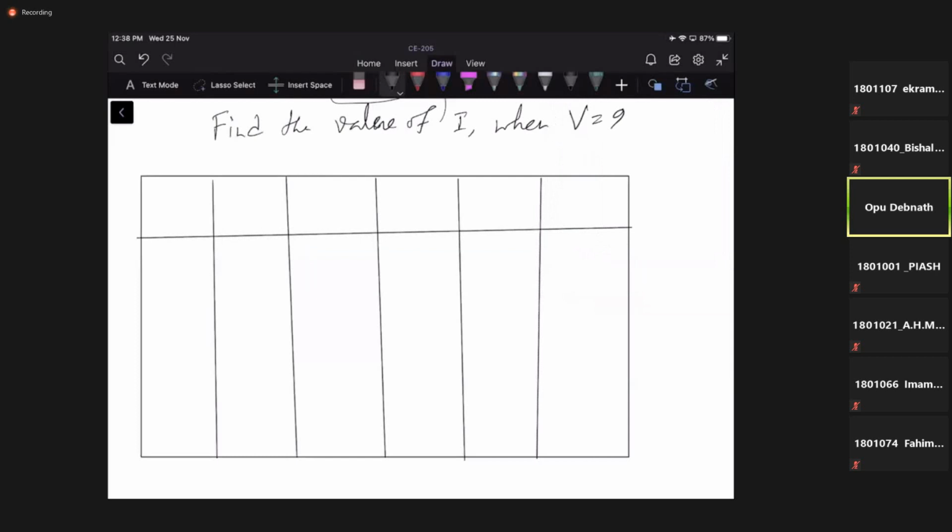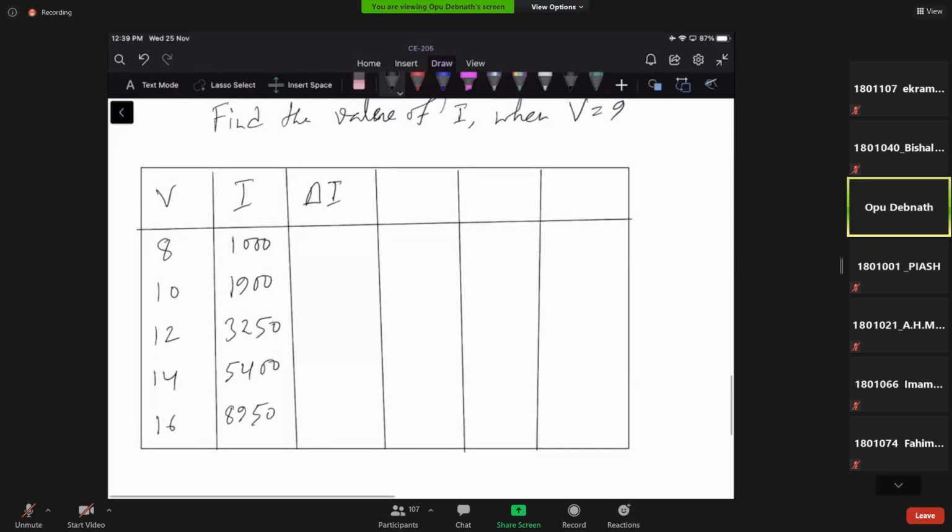So let's start. This is the V and I: 8, 10, 12, 14, 16, with corresponding values 1000, 3250, 5400, 8950. So del I, this is the first forward difference.